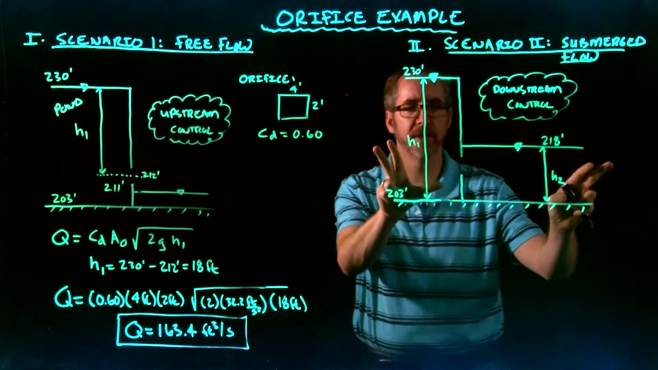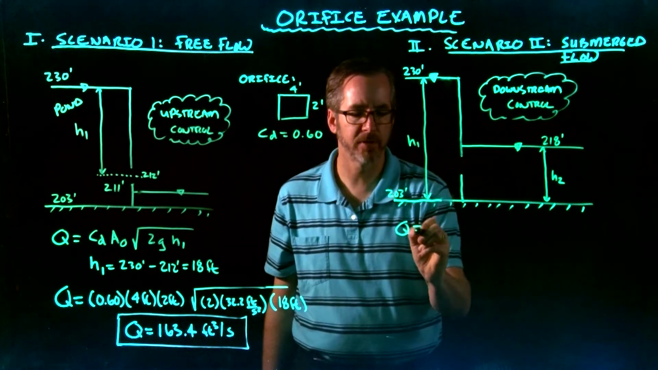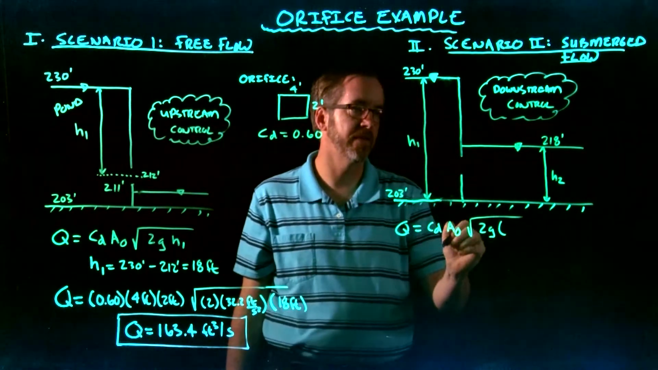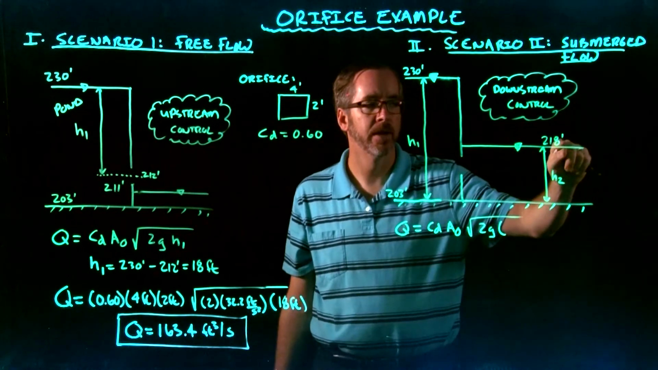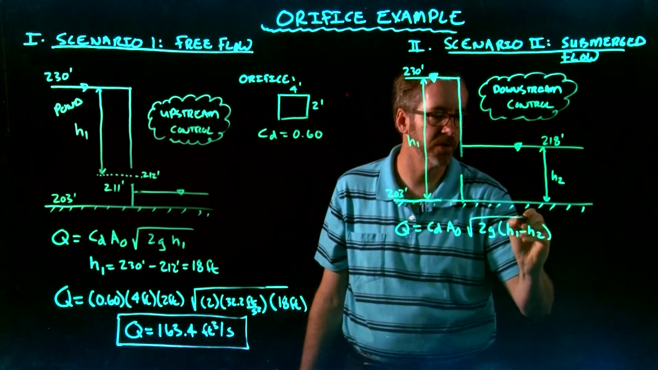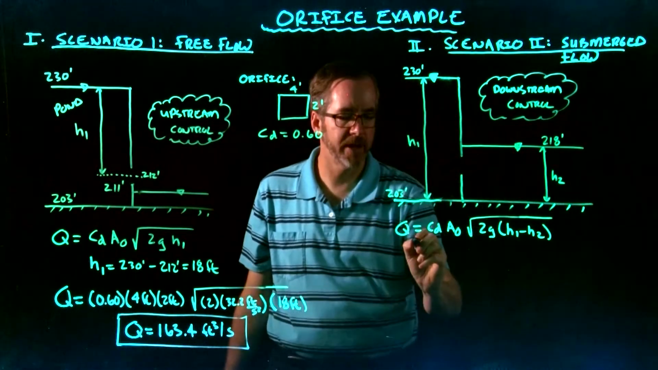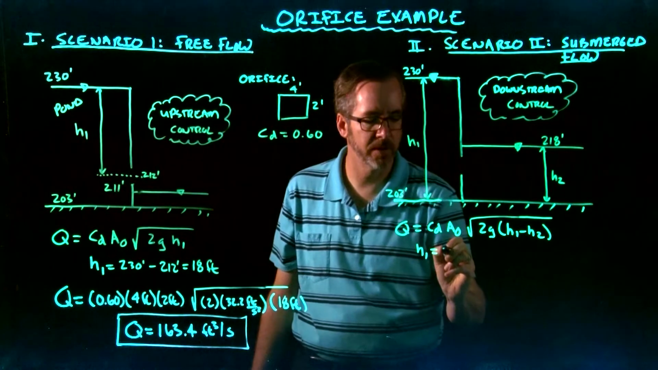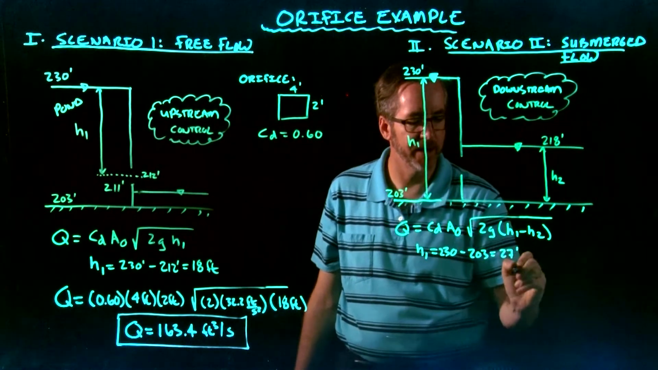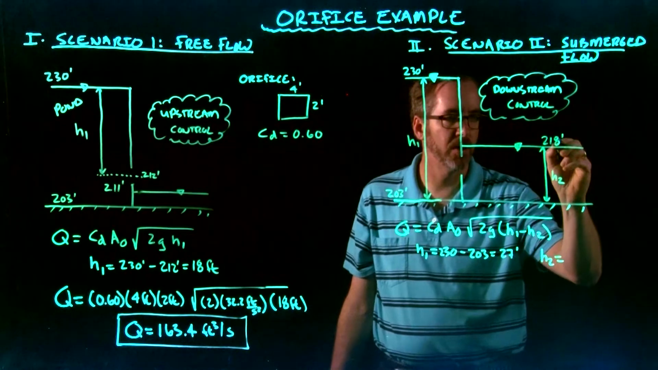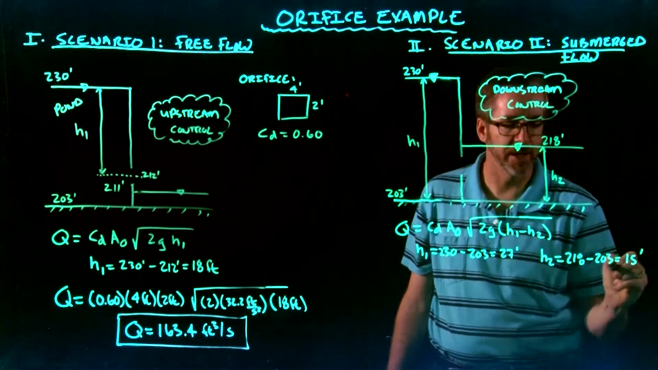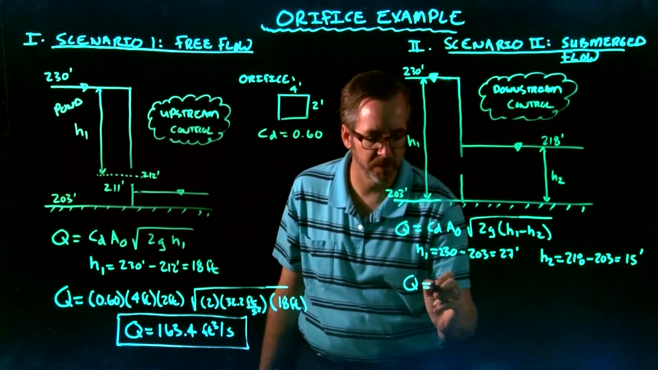Now, we have a similar equation for this. The equation has the coefficient of discharge, A naught, and 2g as well. The only difference is that it's looking for the elevation change between this water surface and this water surface, but the way it's defined in the derivation, they use these heights H1 and H2. In this case, H1 is going to be the 230 minus the 203, which gives us 27 feet. H2 is the water surface elevation of 218 minus the 203, which is 15 feet. And so all we're going to do now is insert those terms into the equation.